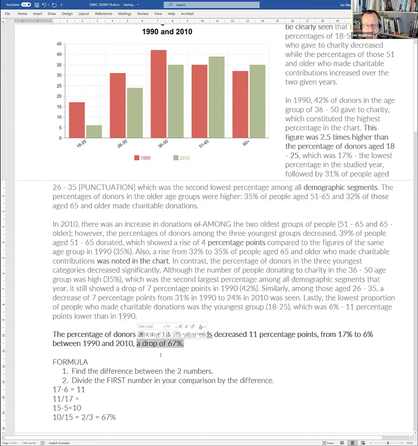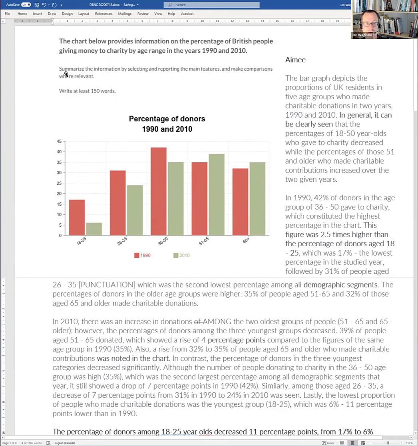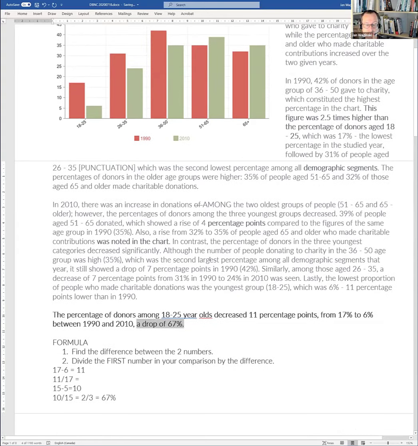Because without something like this, you're just describing what's already there. It says make comparisons where relevant. Right? So you need some kinds of comparisons, and comparisons make more sense when they're in percentages, not percentage point differences. Do you remember the example of the two employees who are given the same raise? Right.